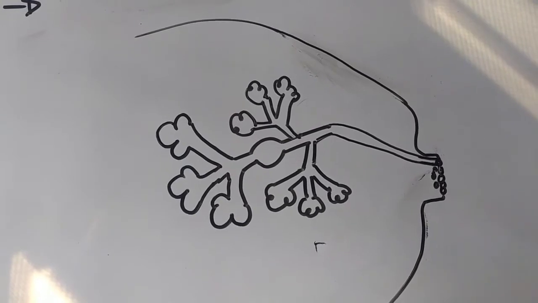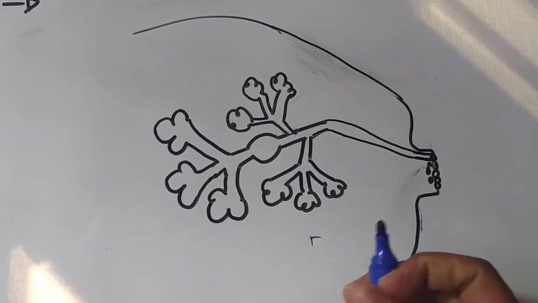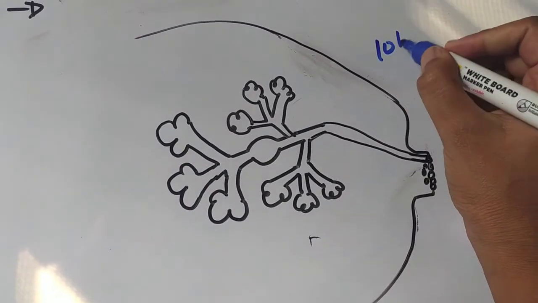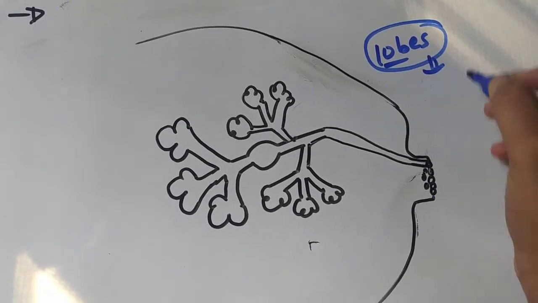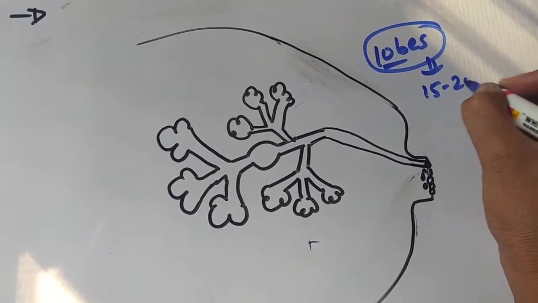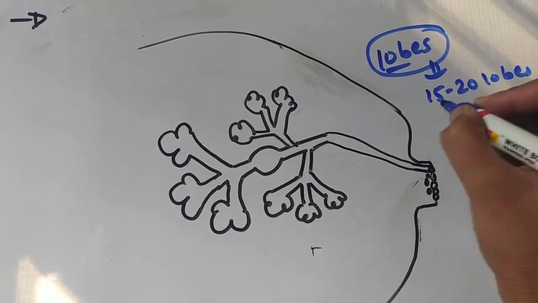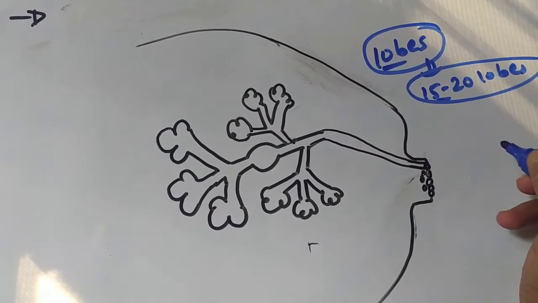So let us talk about the parenchyma of the breast. Basically the breast contains the lobes. The breast parenchyma contains the lobes, and in a breast there are 15 to 20 lobes. So what is a lobe?